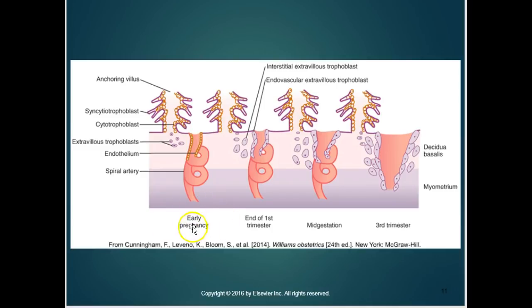This is a very important schematic. You can see this is an early pregnancy. This is the end of the first trimester, mid-gestation, and third trimester. What we're looking at here at the bottom is the spiral artery from the myometrium of the uterus.